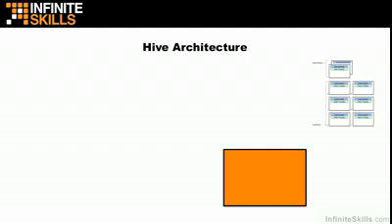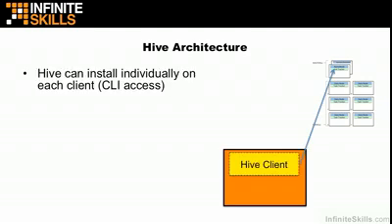The Hive architecture is pretty basic. Up here in the upper right, we have our cluster, and down here in the bottom left, we have our orange client, which is outside the cluster. We can install the Hive client directly on our client, and now we can access the job tracker directly. And when we submit jobs, we can submit them directly into the cluster.